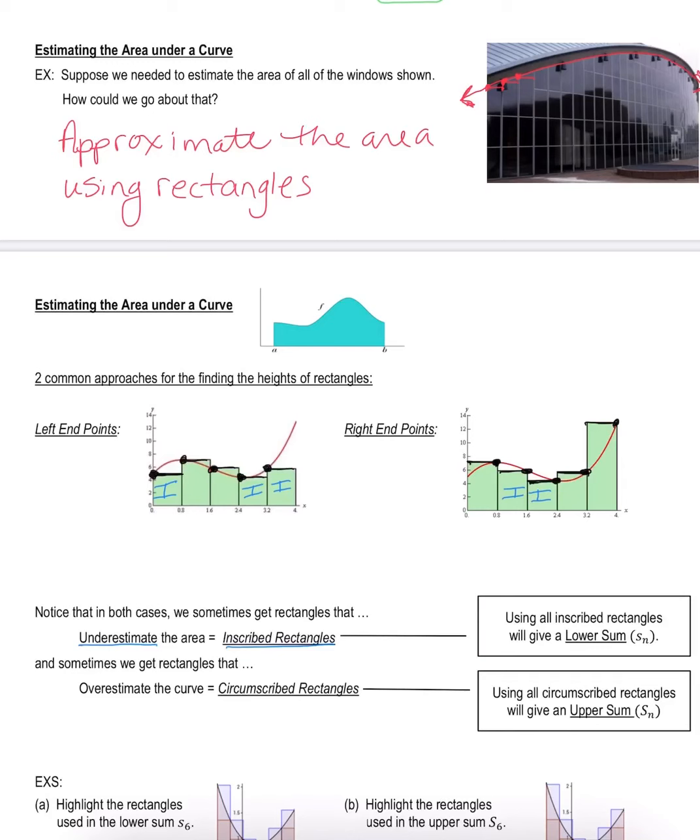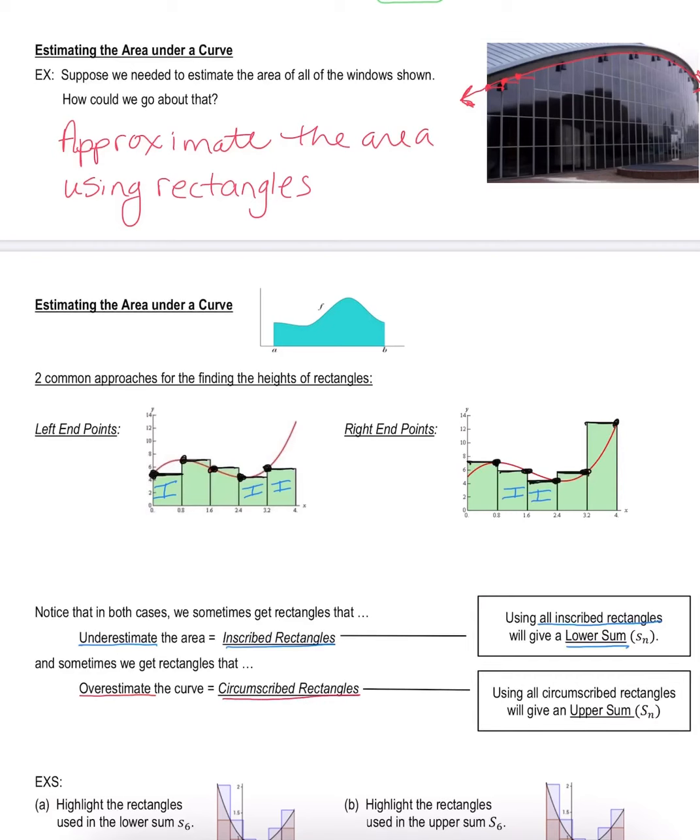Now, if you had a picture where all the rectangles were inscribed, so all inscribed rectangles would give us an underestimate, or what we're going to call a lower sum. That'll be denoted with a lowercase s. Now, if I look at the rectangles that give us an overestimate, those are going to be rectangles that are over and above the curve. Those are called circumscribed rectangles.